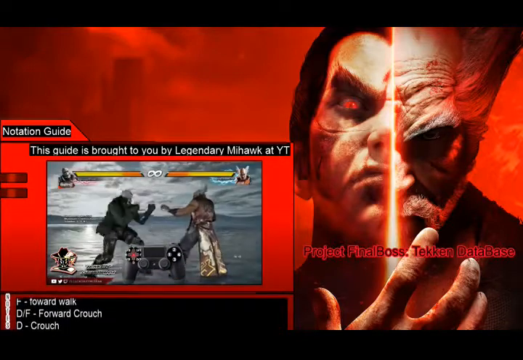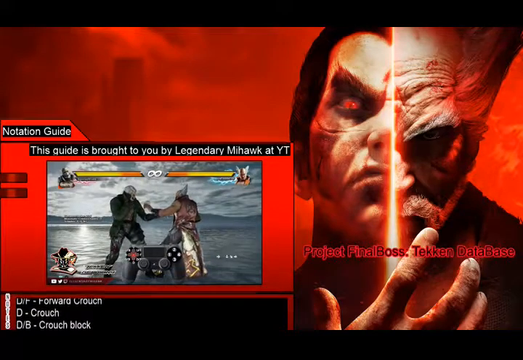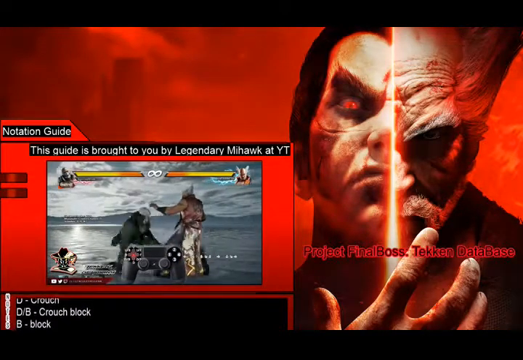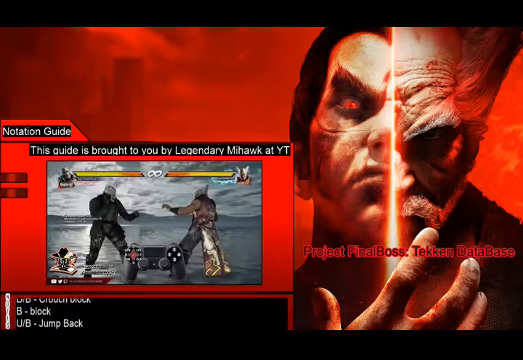I just explained what a crouch dash is. It's forward, neutral, QCF. Forward, neutral, QCF. That's a crouch dash.